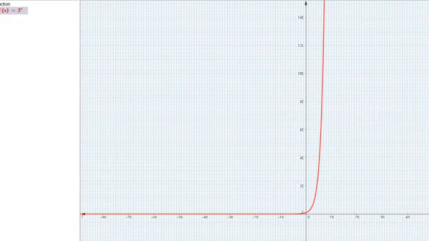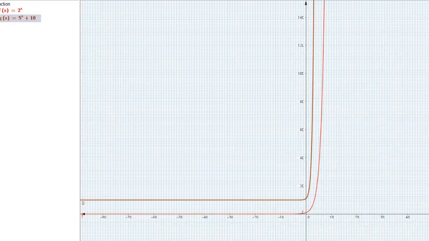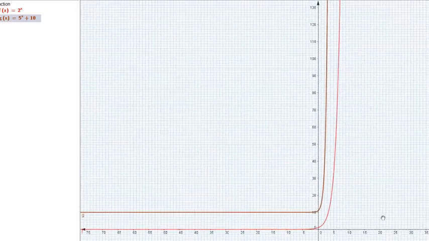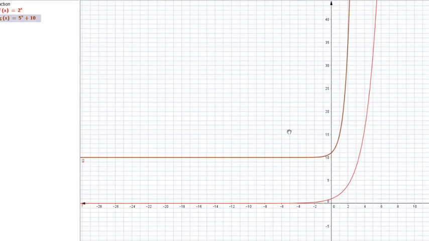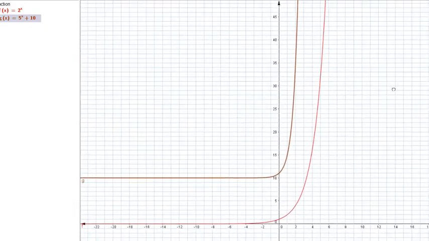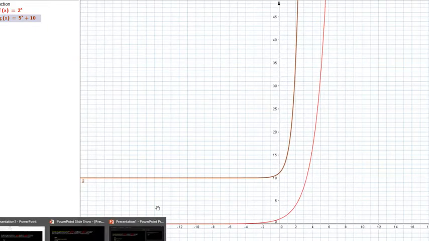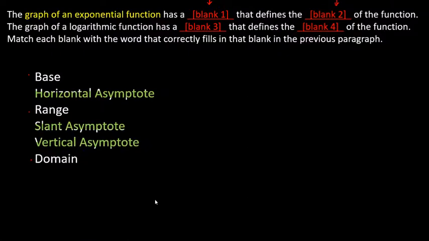Let me graph another exponential function just so we get another example. What about this one? 5 to the x plus 10. There we go. So here's just another one to look at. And again, zooming back in, does this seem to be a horizontal asymptote, a vertical asymptote, or some sort of slant asymptote? So that's the first thing I would sort out.